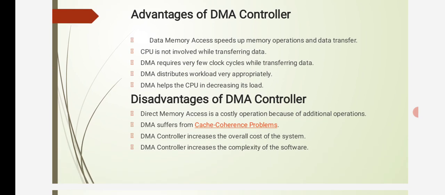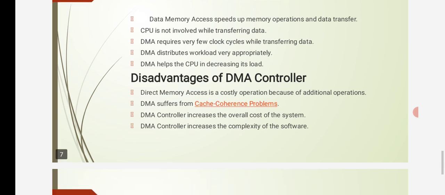Advantages of the DMA controller. DMA speeds up memory operations and data transfer. The CPU is not involved while transferring the data. DMA requires very few clock cycles while transferring the data. It distributes workload very appropriately. It helps the CPU in decreasing its load.